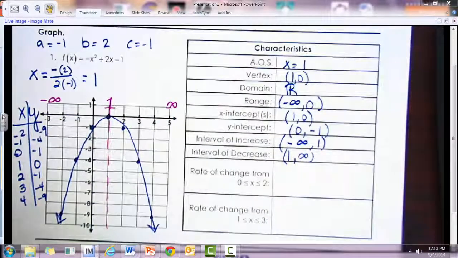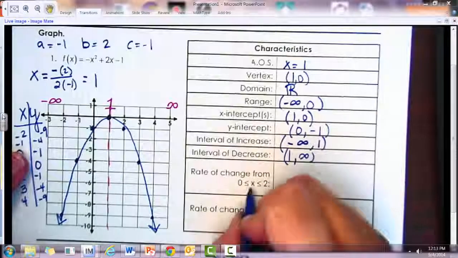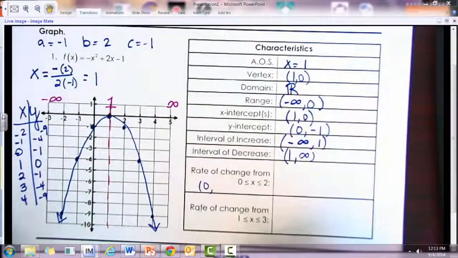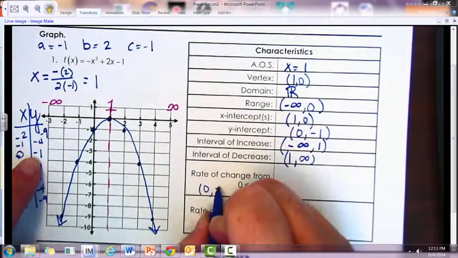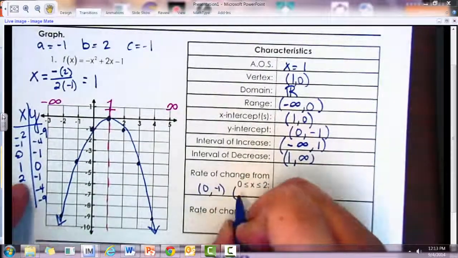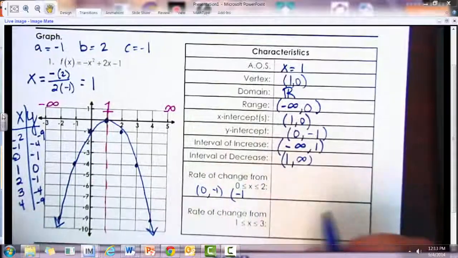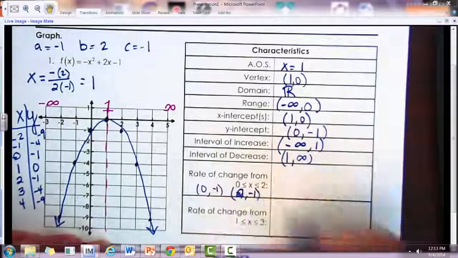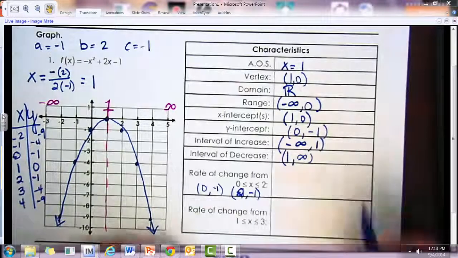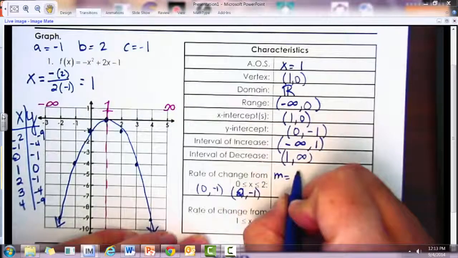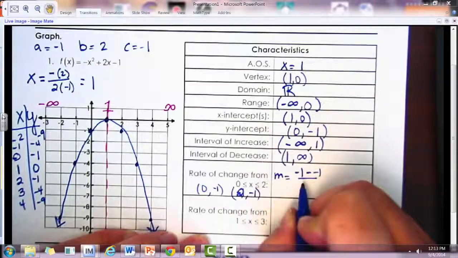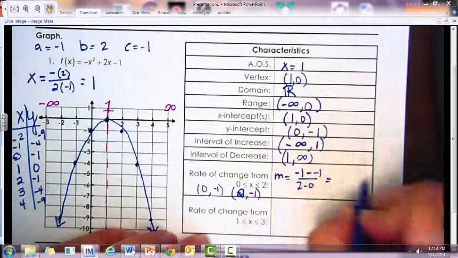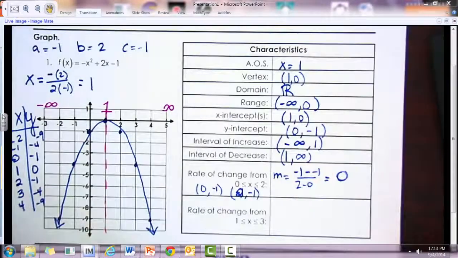What's the rate of change from 0 to 2? So we need to go and look on the chart to find where the ordered pairs are. At 0, we're at -1, and at 2, we're at -1. Then I use my slope formula. -1 minus a -1, over 2 minus 0. That gives us a 0 slope.